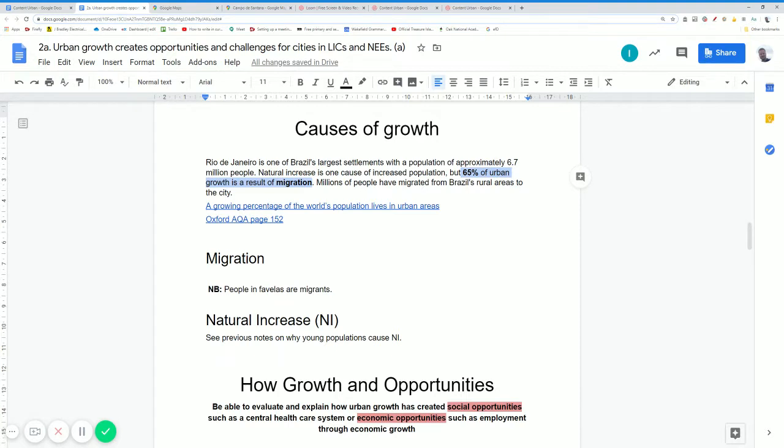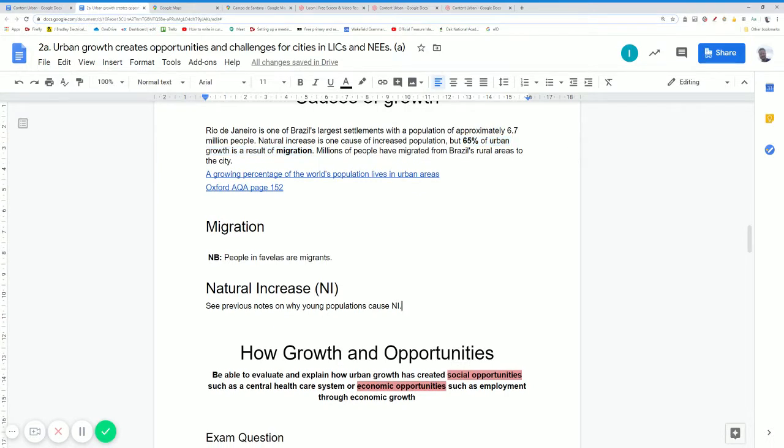Just putting a figure in like that straight away transforms the answer from something very general, which is stuck in level 1, to something specific. And then once these people move in, they tend to be very young.